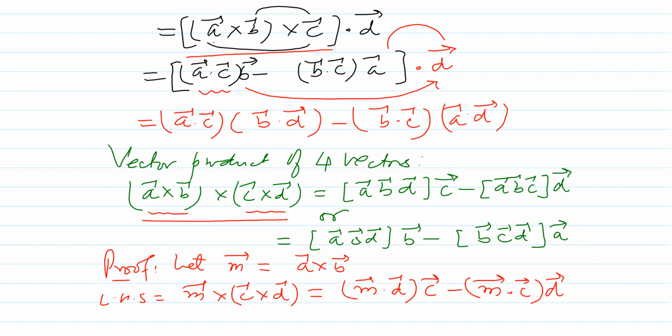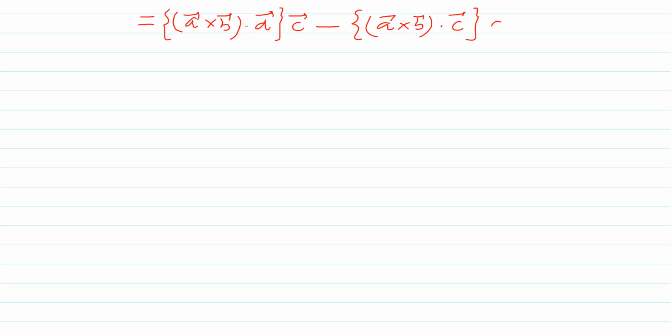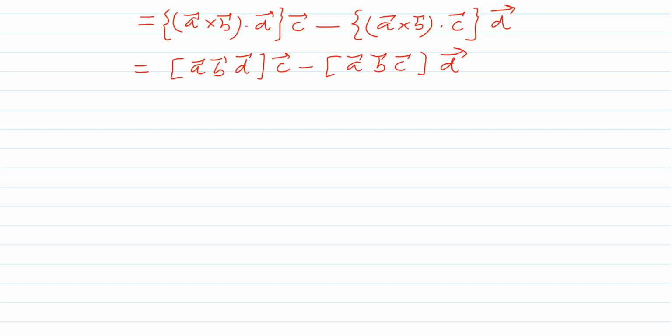Now you can start with this one. Put the value of M. M is A cross B. So A cross B dot D, and this whole is multiplied by the vector C, minus, M is equal to A cross B, so A cross B dot C, and whole is multiplied by the vector D. So this can be written as the scalar triple product ABD multiplied by C minus the scalar triple product of ABC multiplied by the vector D.